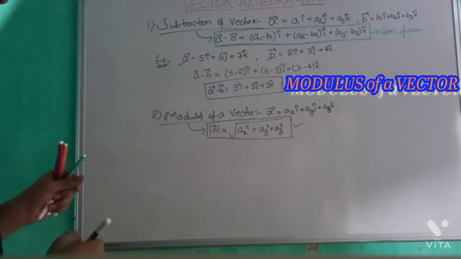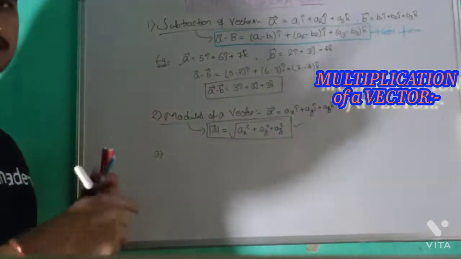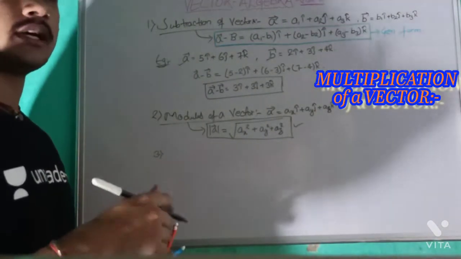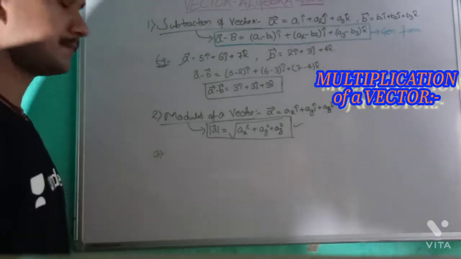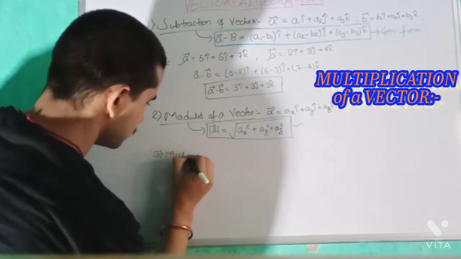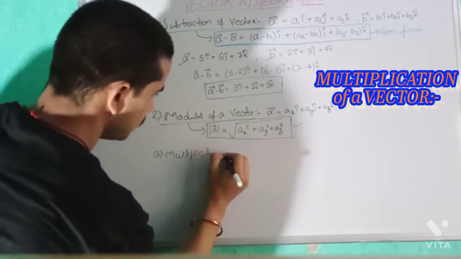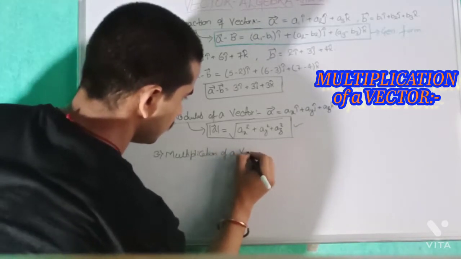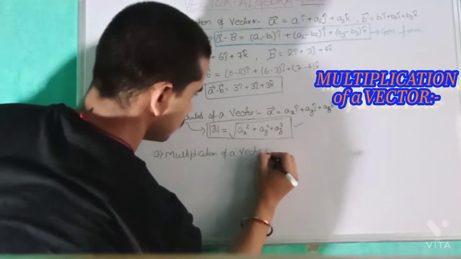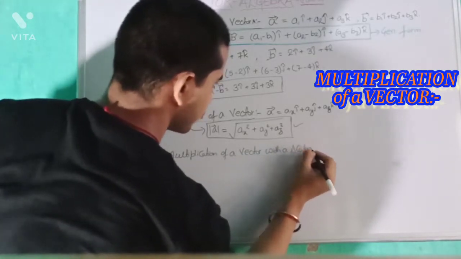Okay. Now coming on to the third concept of ours, that is multiplication of a vector with a scalar, or we can say a scalar with a vector.